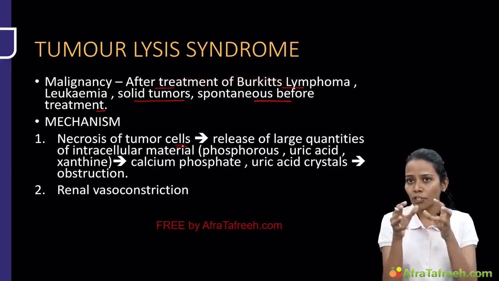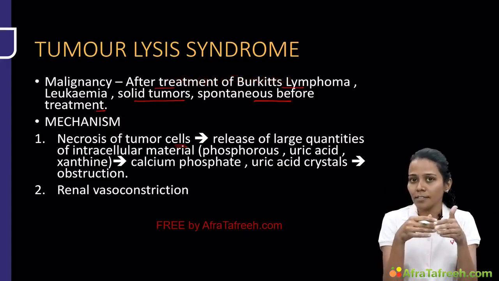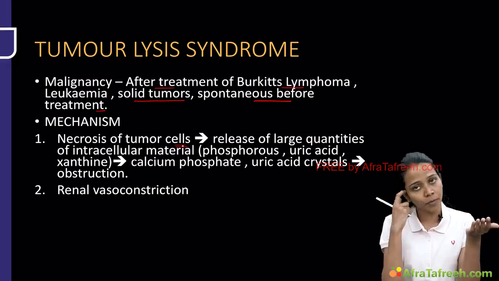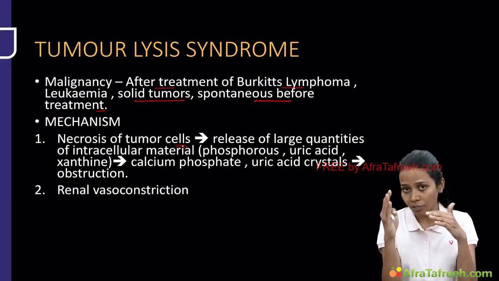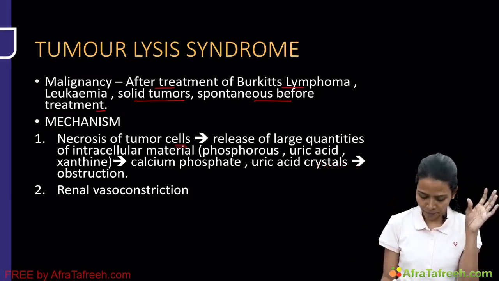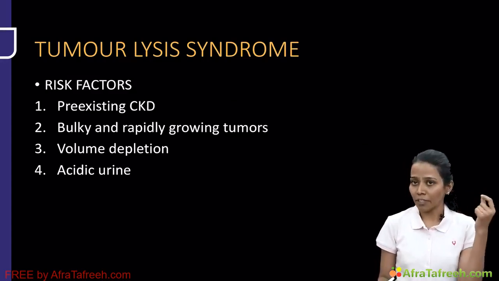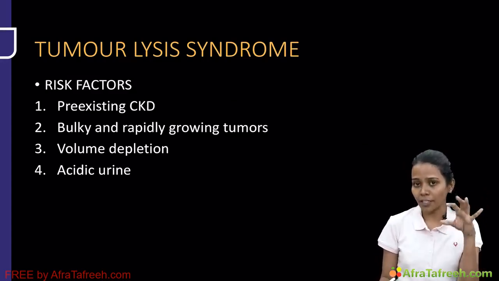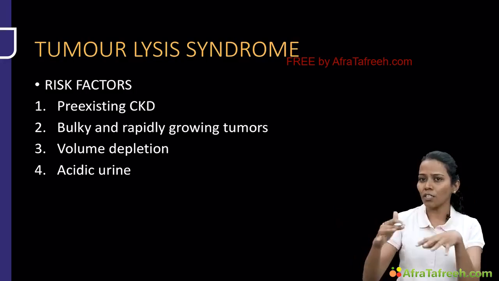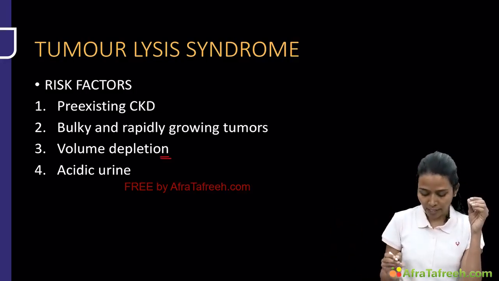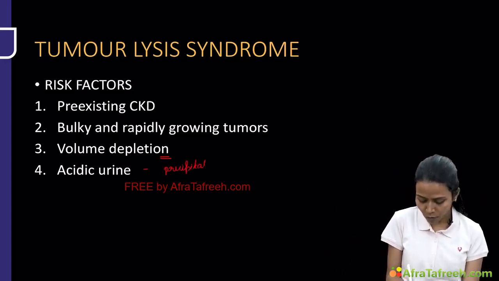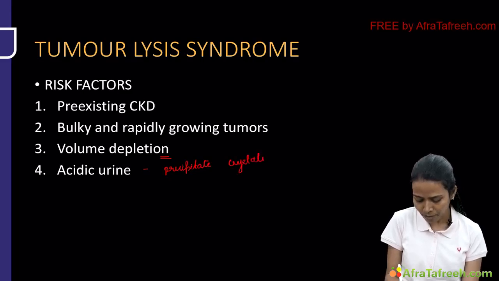So what happens is there is formation of crystals in the tubule. It can be uric acid crystals, it can be calcium phosphate crystals. These are going to be nephrotoxic, and there is going to be hyperkalemia. This hyperkalemia can be very large in quantity and it can be life threatening. And second, there can be renal vasoconstriction. Risk factors are if the patient already has pre-existing CKD and is not able to manage the load of uric acid and phosphorus, or if it's a bulky and rapidly growing tumor which can lead to a large amount of tumor necrosis, and the patient already has some volume depletion and acidic urine which will precipitate the crystals. All these will become the risk factors.